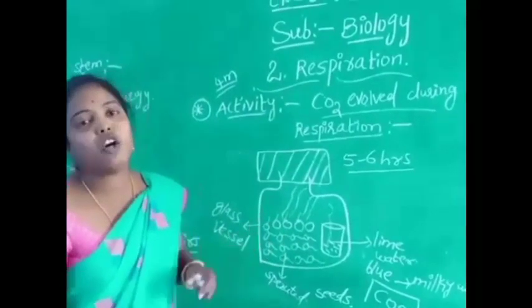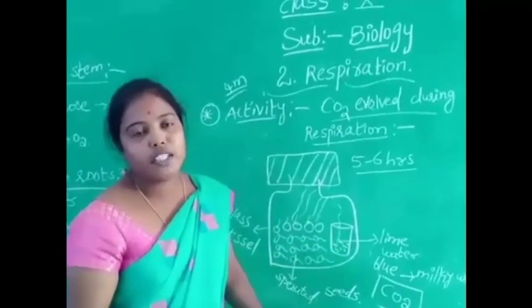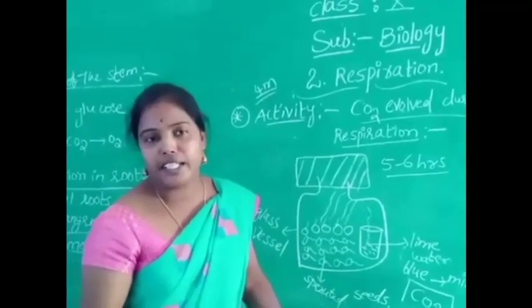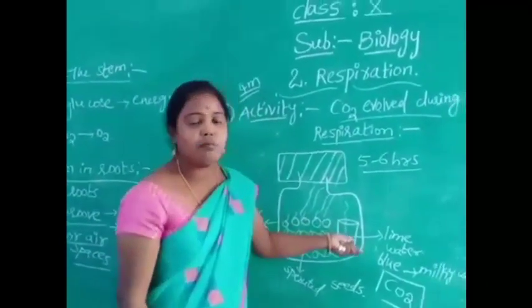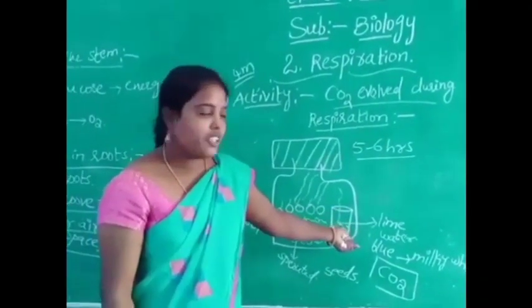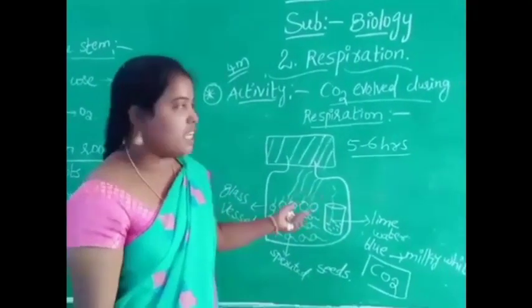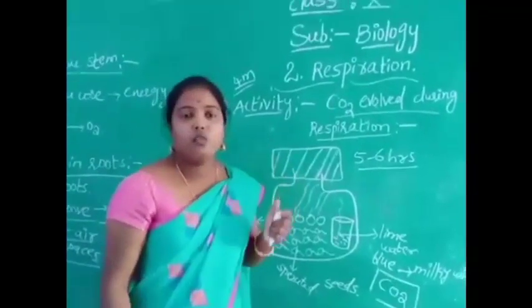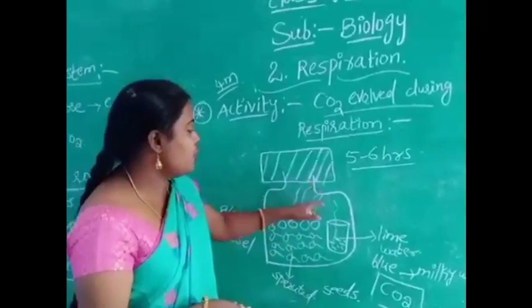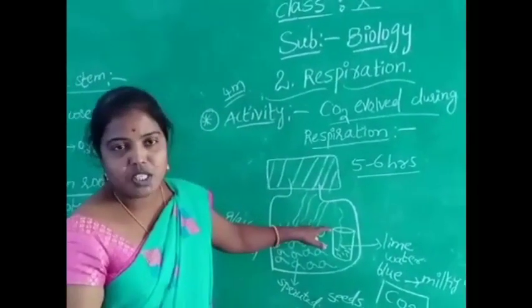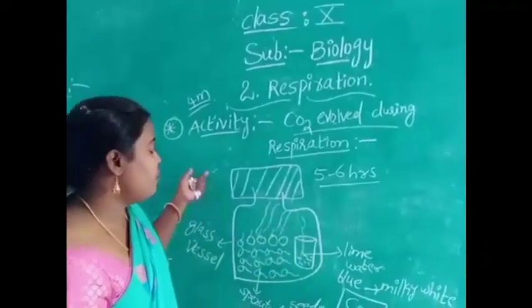What is the function of carbon dioxide gas? Carbon dioxide gas converted blue color lime water into milky white precipitate. So here after 6 hours we observed the blue color lime water is converted into milky white color due to the presence of carbon dioxide gas. So from this activity, what you understood now, the carbon dioxide gas which is released during respiration process. Okay, carbon dioxide gas which is releasing due to respiration process.